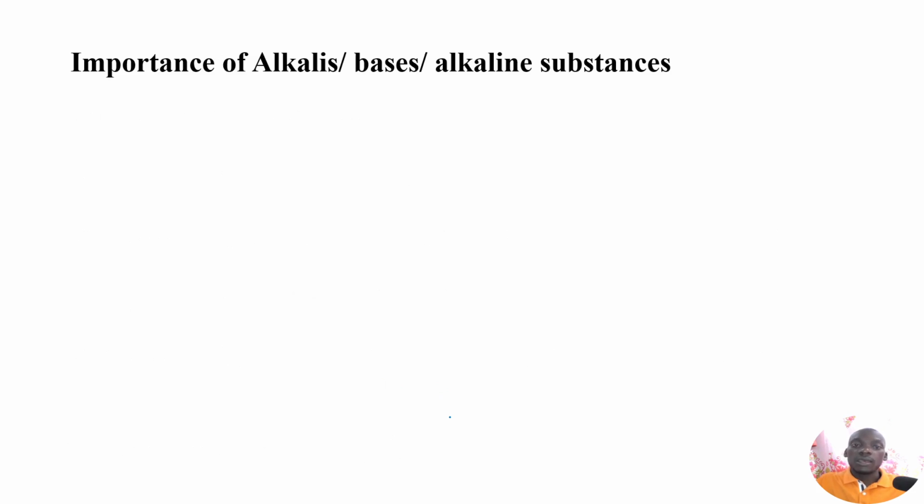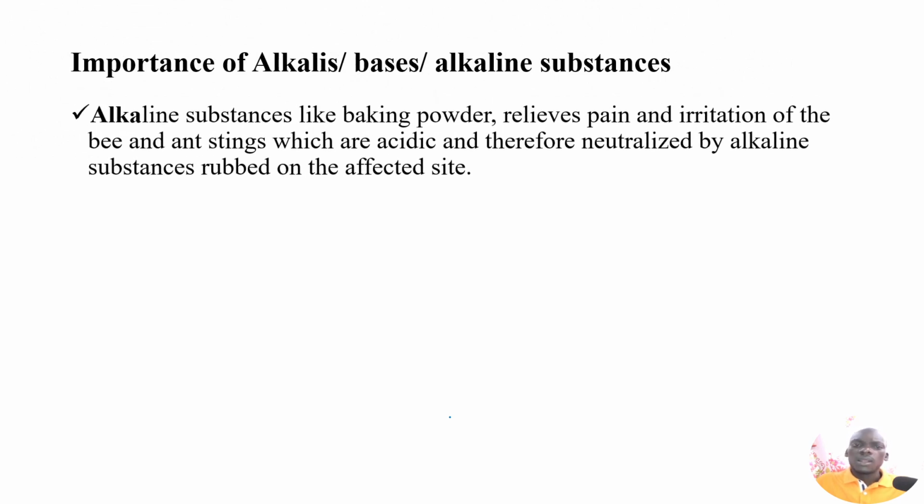Alright, we can have now the importance of alkalis or bases or alkaline substances. So how important are they? We always use them, sometimes knowingly, sometimes unknowingly. Then how are they helpful to us? What are the significances of these substances that are alkaline, basic or alkaline in nature? So we can talk of the first one, that alkaline substances like baking powder. I think we have now known what baking powder is. Its chemical name is sodium hydrogen carbonate.